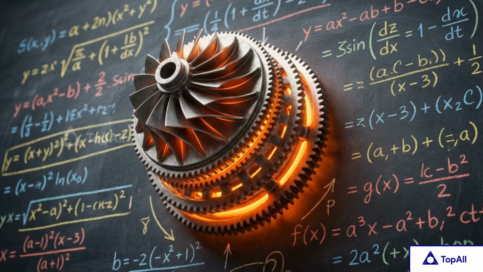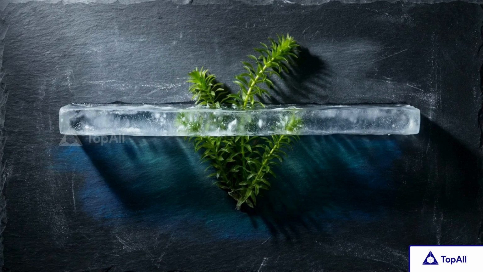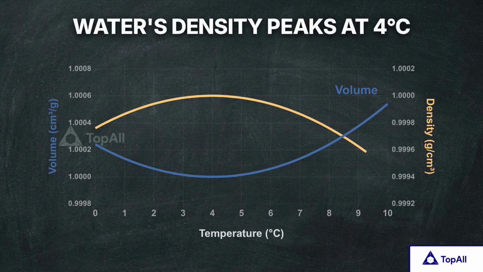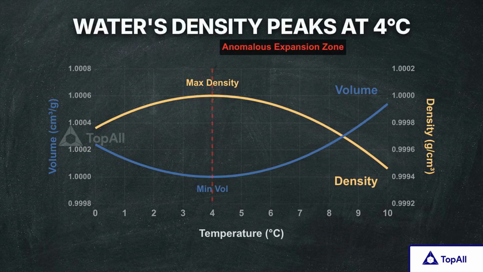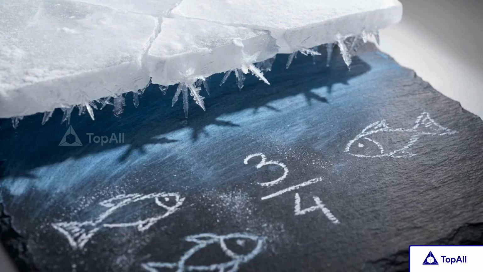While this rule of expansion is nearly universal, water possesses a unique physical glitch that is essential for life on Earth. This chart shows how the volume of water changes as it warms. Unlike other substances, water actually contracts as it heats from 0 to 4 degrees Celsius. At its lowest volume, water is at its most dense, causing 4-degree water to sink rather than float. In a freezing lake, that heavy 4-degree water sinks to the bottom. The colder, lighter water floats to the top and turns to ice, creating an insulating lid over the liquid below.